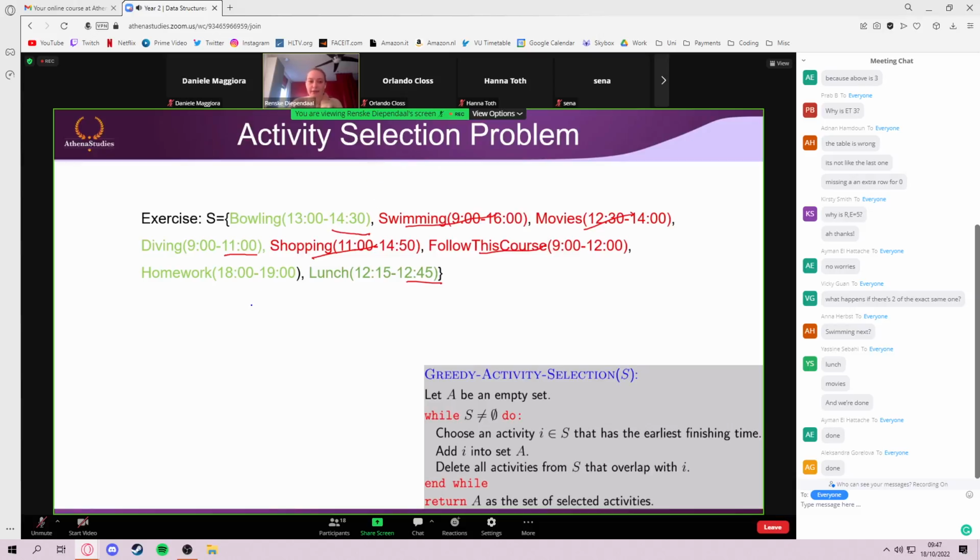It doesn't overlap with anything. And next we can still do our homework, which is not a fun activity, but it is an activity, I guess. So this should be the answer. Or an answer. Any more questions about this?